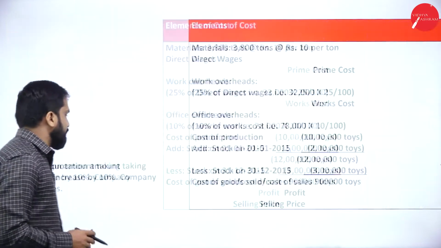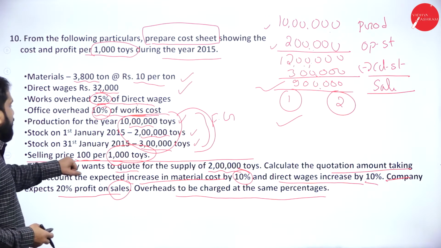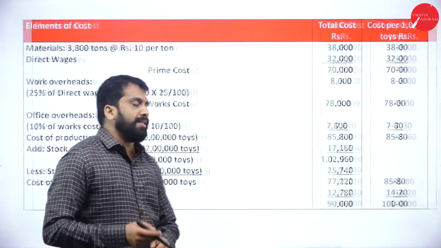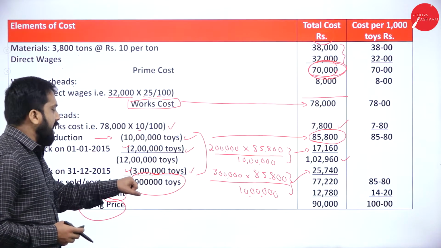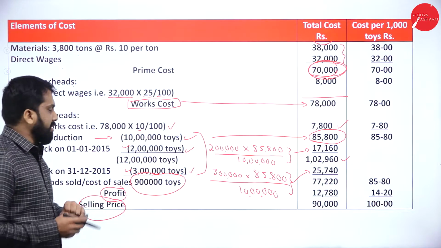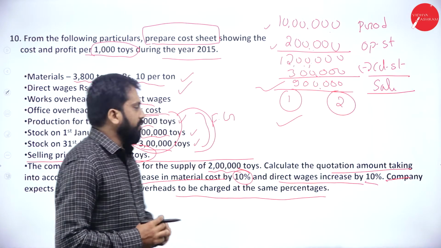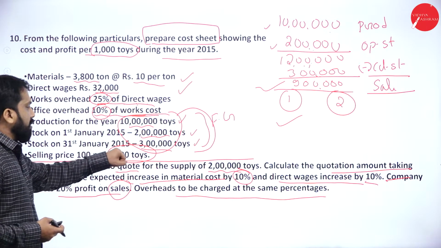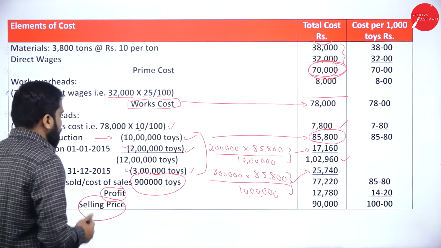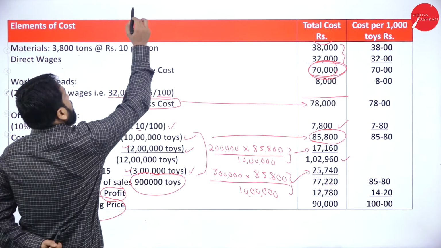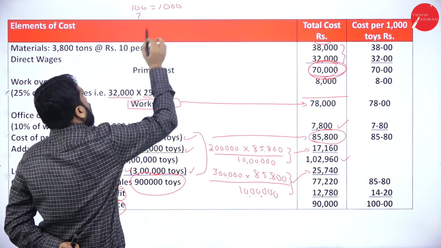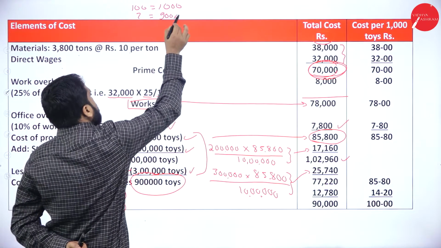I'll go back to the question. Selling price 100 per unit for 10,000 toys. Do we have 10,000 toys here? The answer is no. Why? Because we have only 9 lakh toys. How many toys we have? 9 lakh. So how to calculate, in this question they have given 100 rupees for 1,000 toys. If 100 rupees for 1,000 toys, how much for 9 lakh toys?